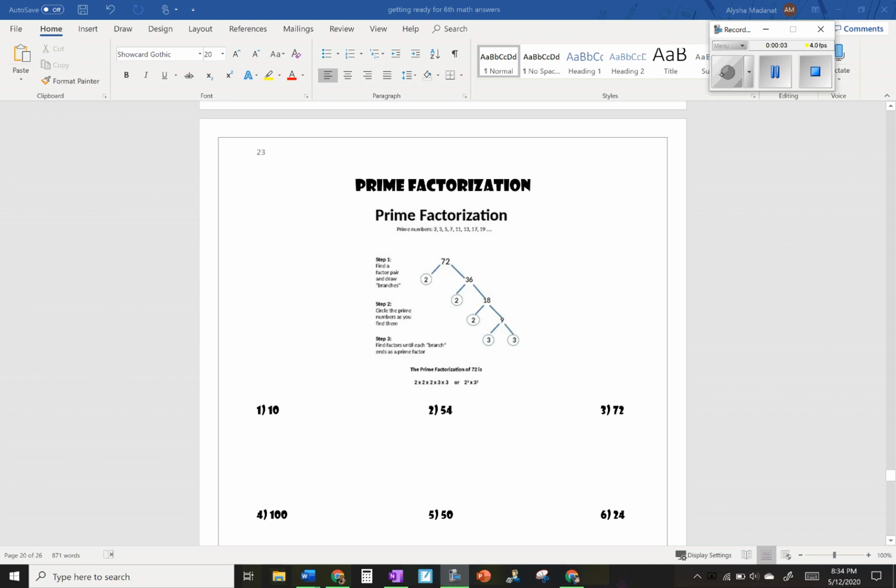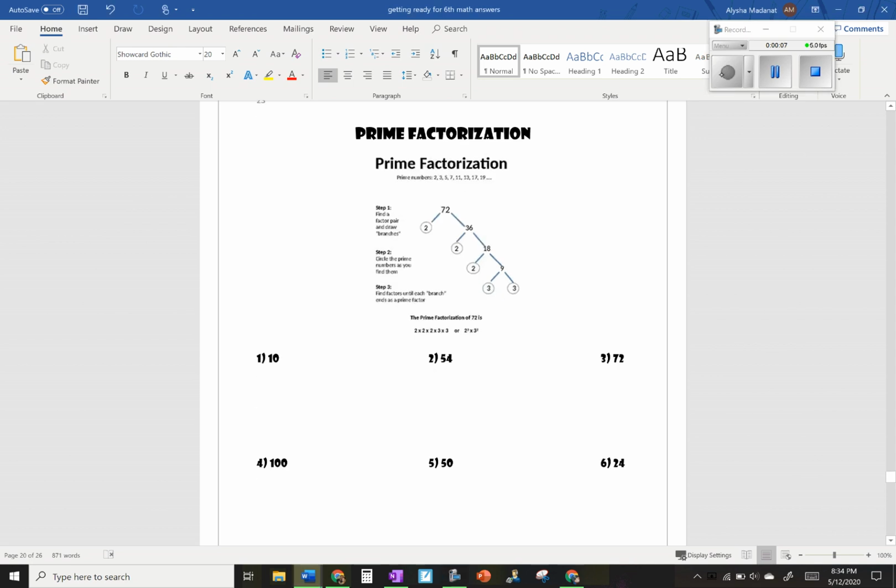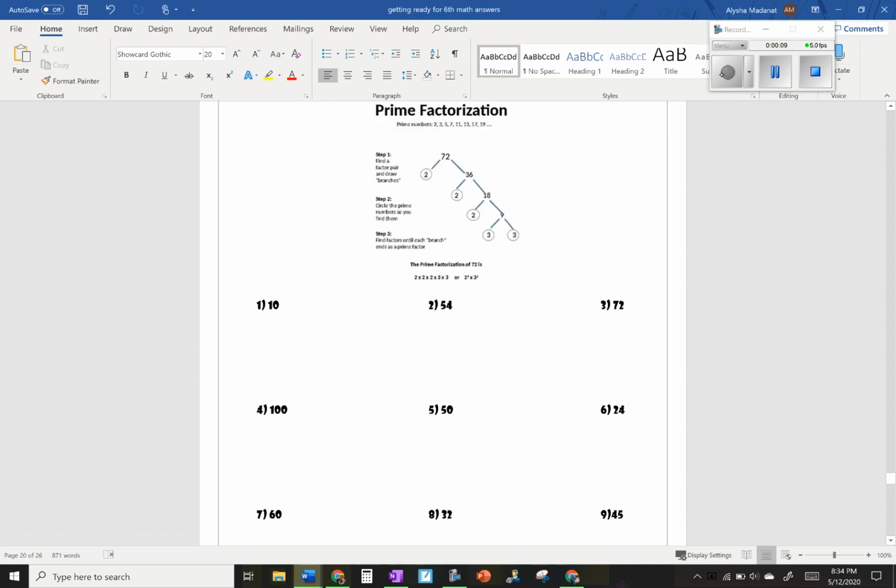All right, prime factorization. You're going to be using factors in a factor tree to break down the number. So for 10, you're going to ask yourself, what times what gives you 10? So we've got 5 times 2. And 5 and 2 are both prime numbers, so we're going to put them in order from least to greatest. So 2 times 5 is going to be our answer.